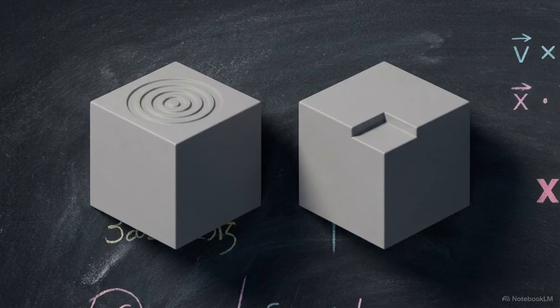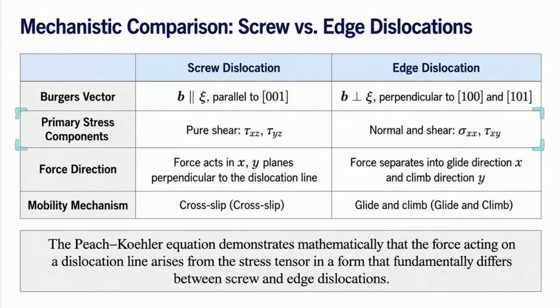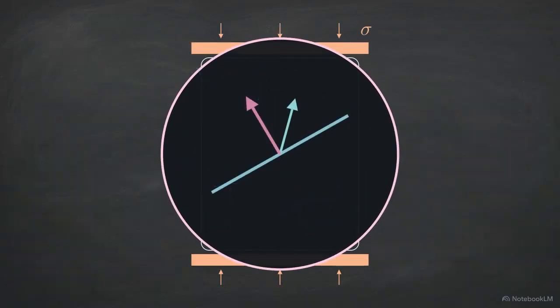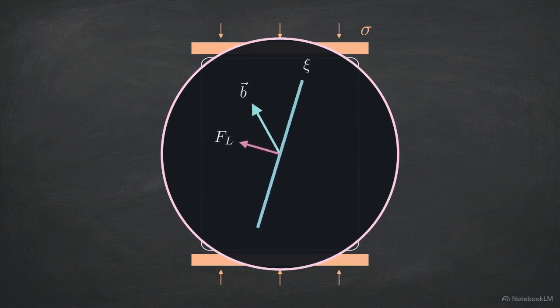These derivations establish the mechanical differences between these two types of defects. While pure shear drives screw dislocations, edge dislocations are moved by both normal and shear forces. This leads to the different mobility mechanisms we've explored: cross-slip for screw dislocations and glide and climb for edge dislocations. This explains how a material under a uniform global stress state can experience varying local forces at the microscale.